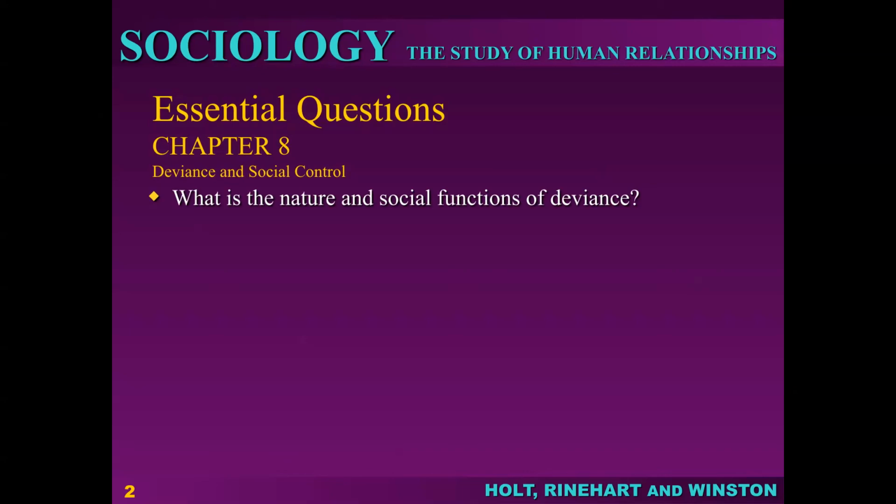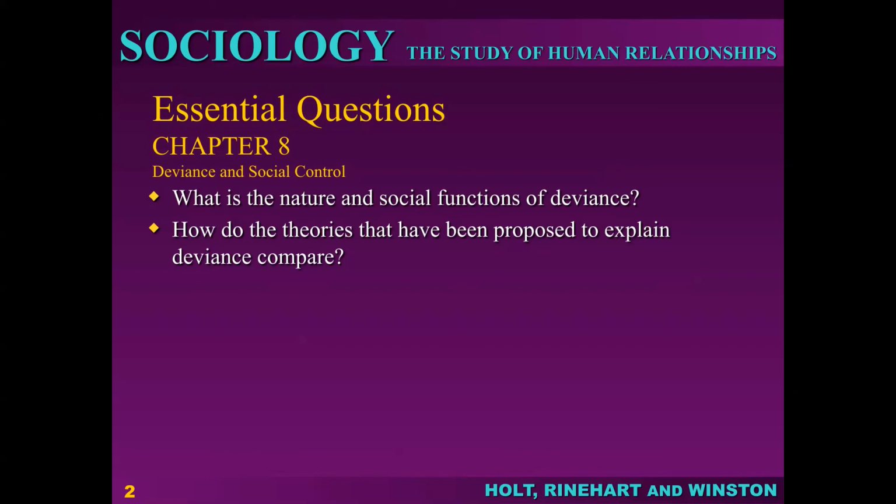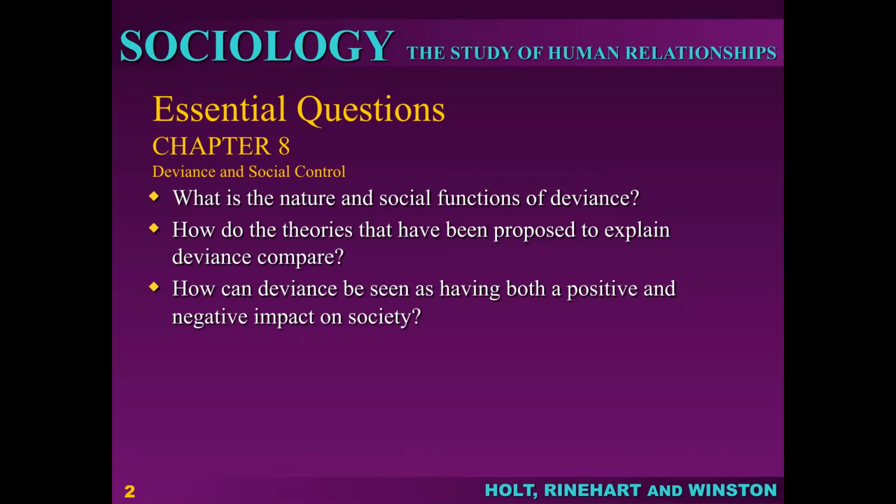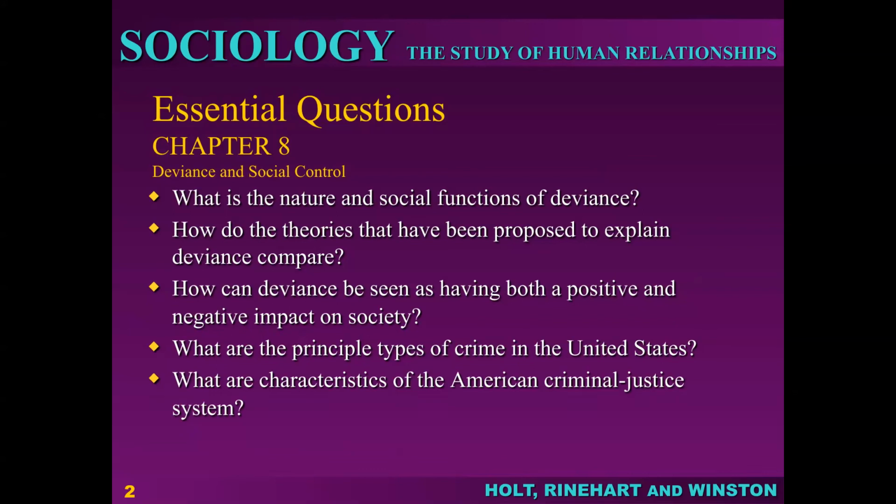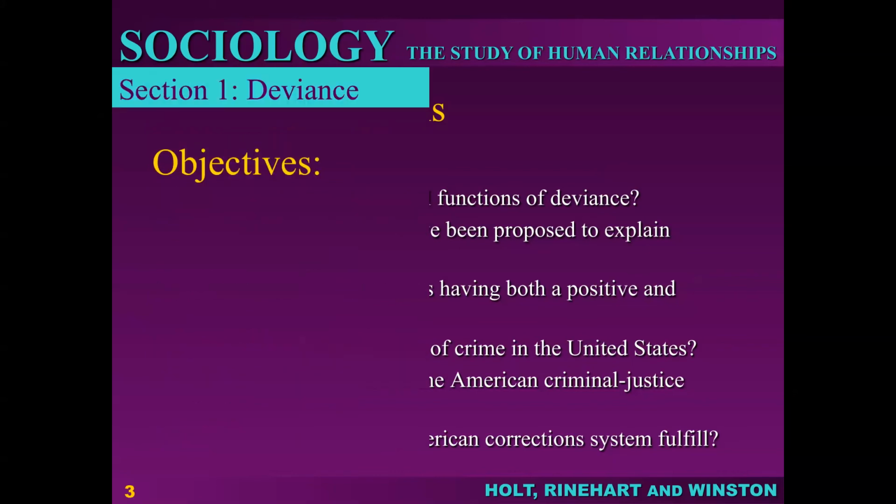So, here's the first few essential questions. What is the nature and social function of deviance? How do the theories that have been proposed to explain deviance compare? How can deviance be seen as having both a positive and negative impact on society? What are the principal types of crime in the United States? What are characteristics of the American criminal justice system? What purpose does the American correction system fulfill?